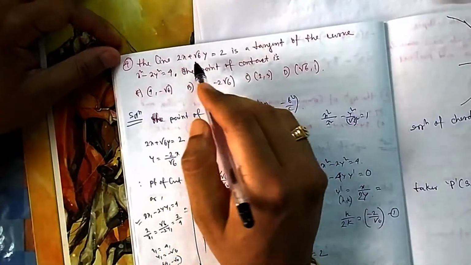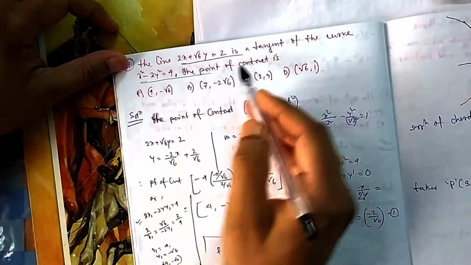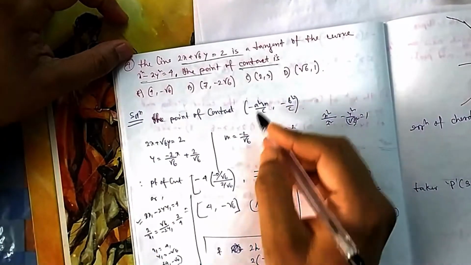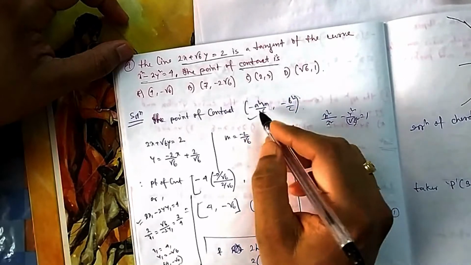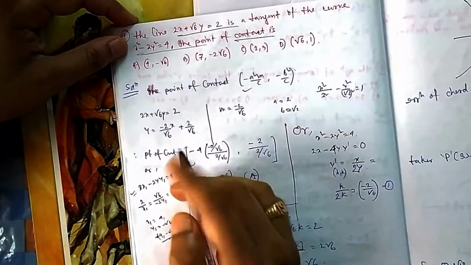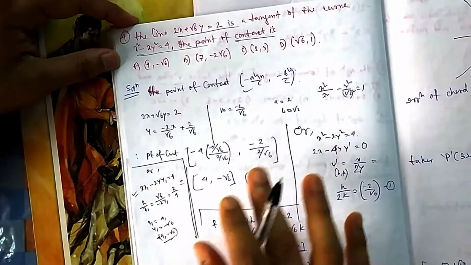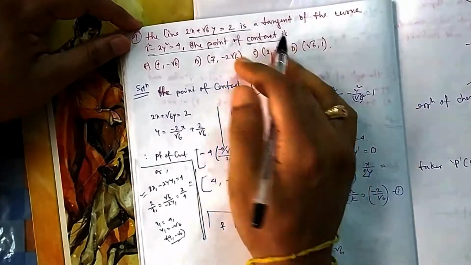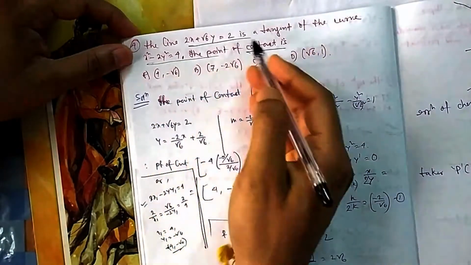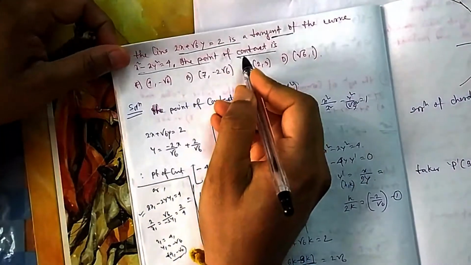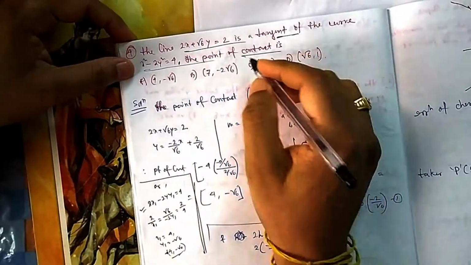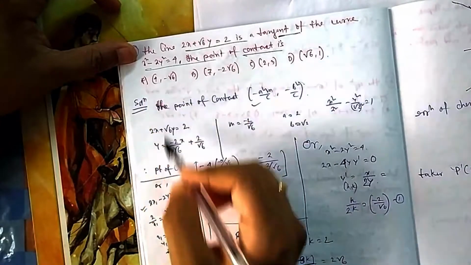Now if you come to question number 4, this line is a tangent to this curve, then the point of contact. Now again for the point of contact, I have used one formula here, but in theory I have not given the formula because I thought it is not required, and it is really not required. You can also solve it. Because it is a tangent, suppose you take the point where it is tangent.